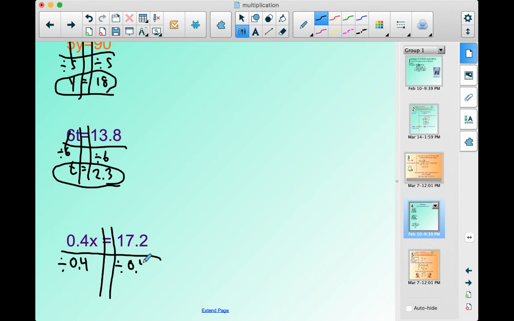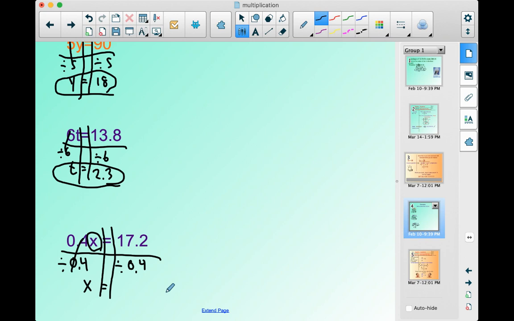Okay, in case you were wondering how I know which thing to divide by, remember what I'm trying to do is get the variable by itself. I want to get x all by itself, so I know what x equals. So x is being multiplied by this number here, 0.4. So this is what I have to divide by because this is what I'm trying to get rid of. Okay, so I'll get rid of that, leaving x.